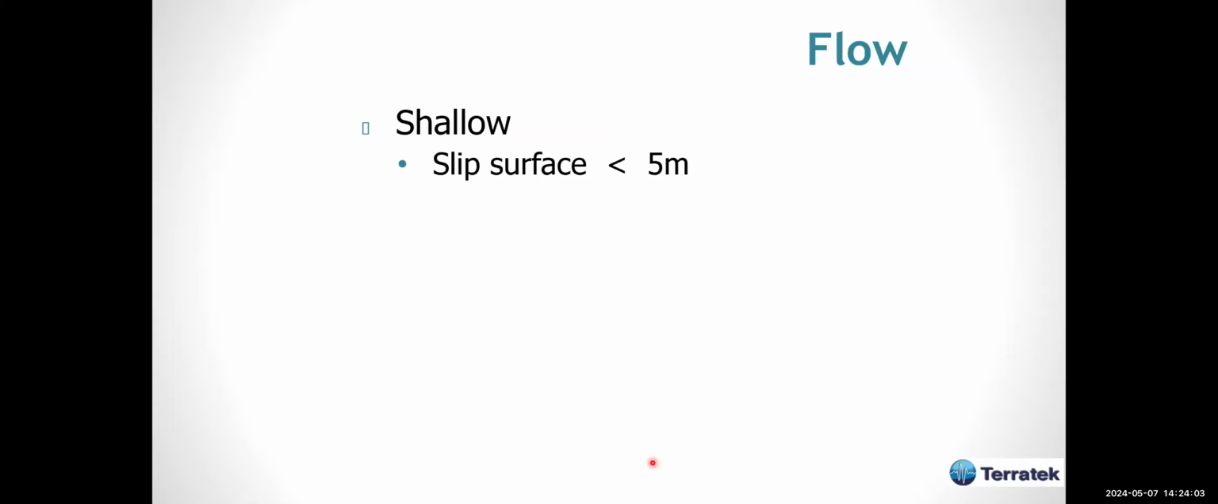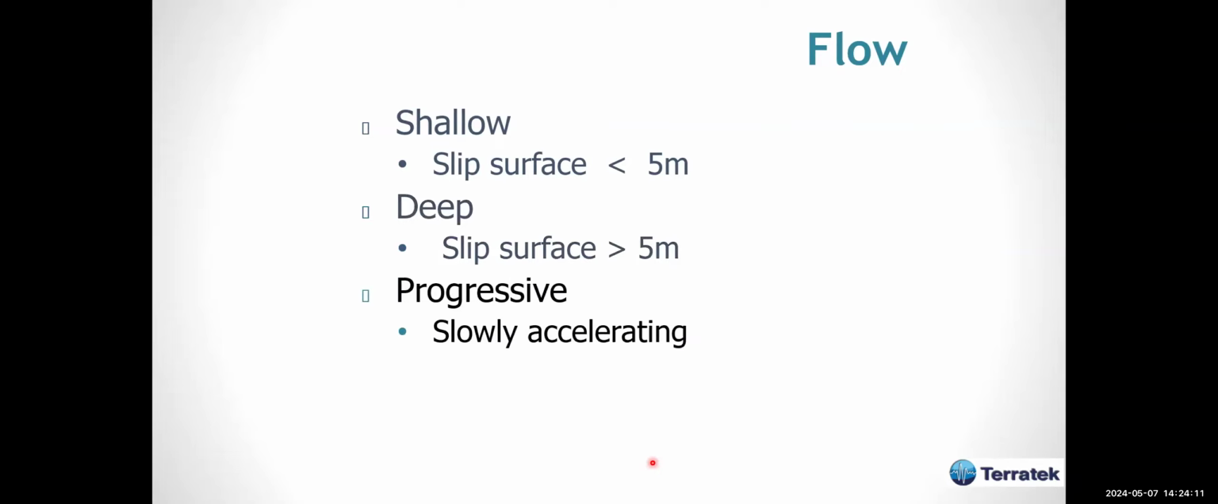Flows can be shallow, usually slip surface less than 5 meters depth, or deep when the slip failure is over 5 meters depth. And it can be progressive, slowly accelerating, as we have shown in some of the videos I have shown you before. And post-failure, with mass still moving.